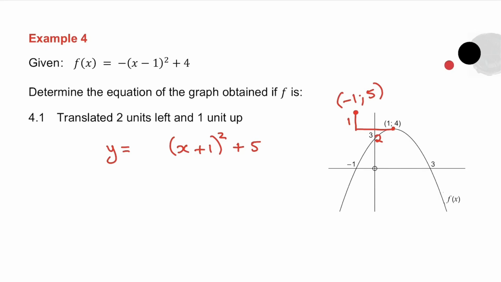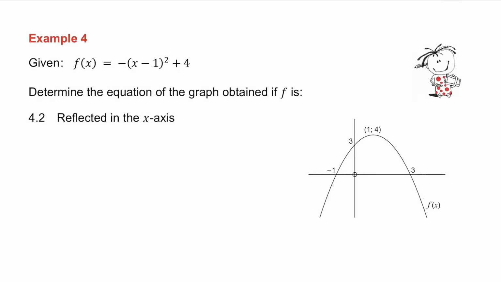When I translate this graph, it looks something like that. So the shape of my graph has not changed at all. My a value in the original equation was minus 1, so my a value in the new equation stays minus 1.